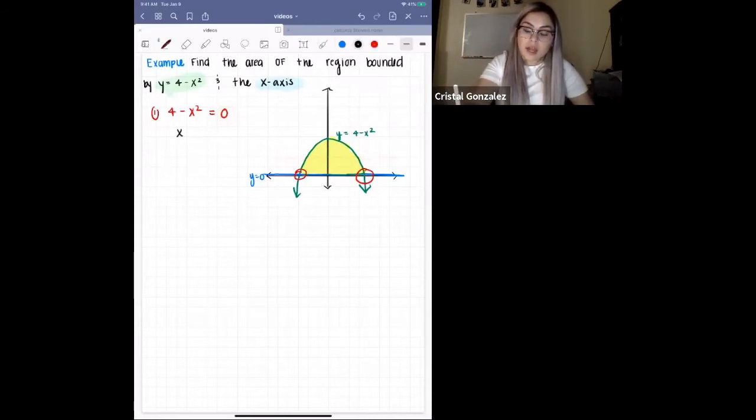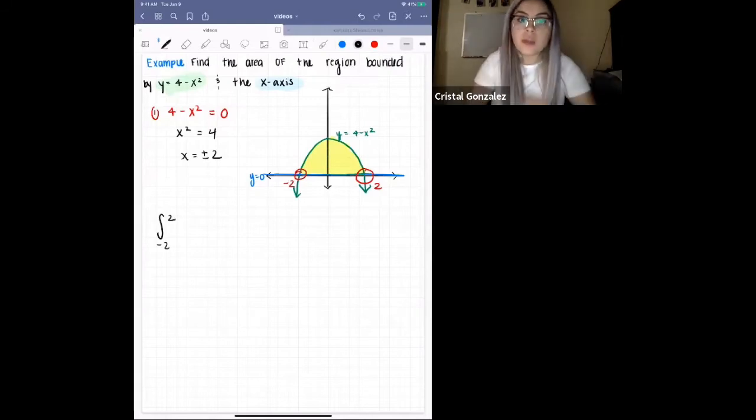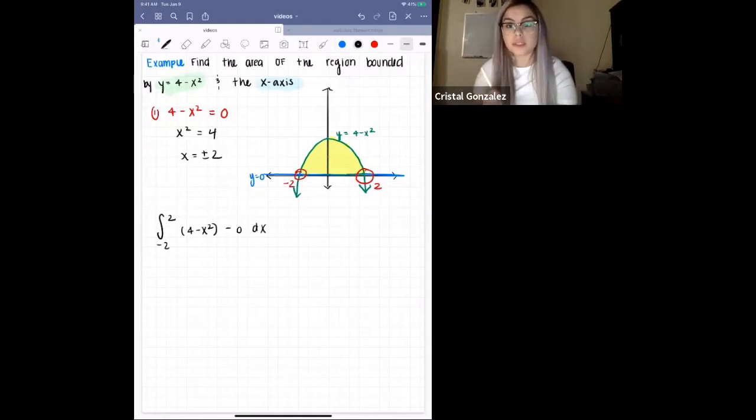And now from here, all we have to do is solve for our x values. We solve for x, we're going to get x squared is equal to 4. So that means that our x values are going to be plus and minus 2, which makes sense. So here, our value is -2 and +2. So now when we do our integration, we're going to integrate from -2 to +2. And our top function was 4 minus x squared minus our bottom function, which is just 0, dx, because we're integrating with respect to x.